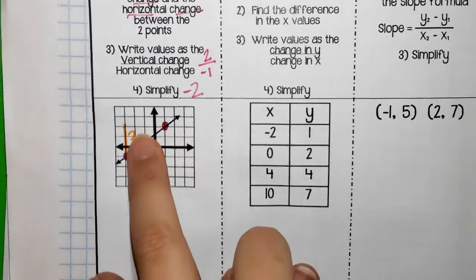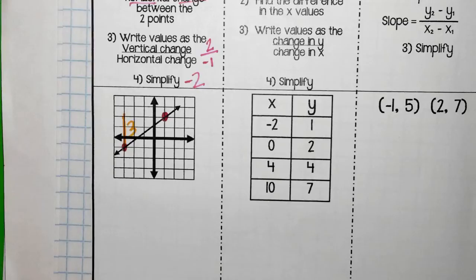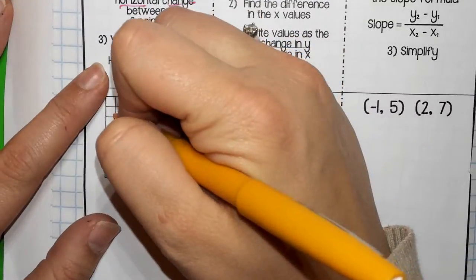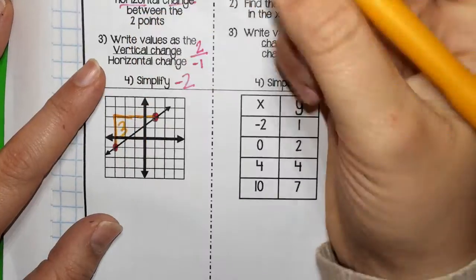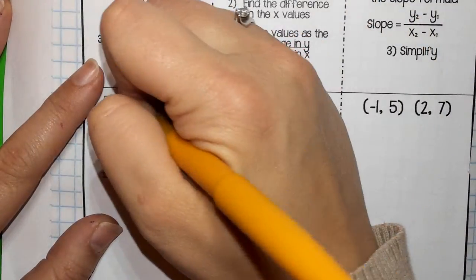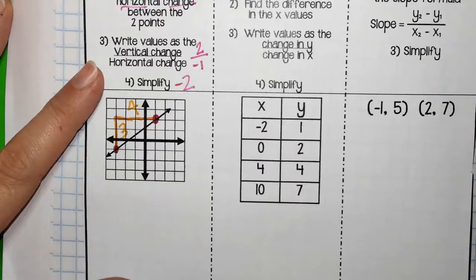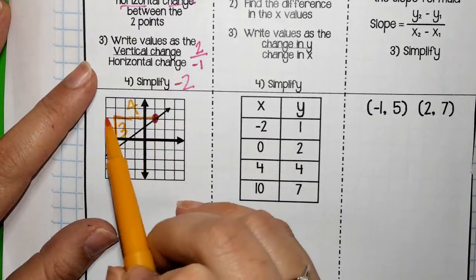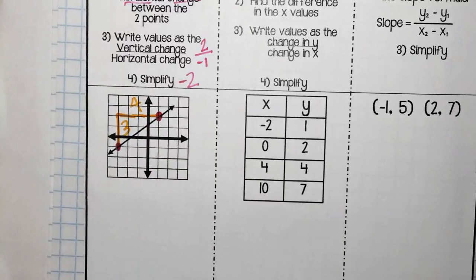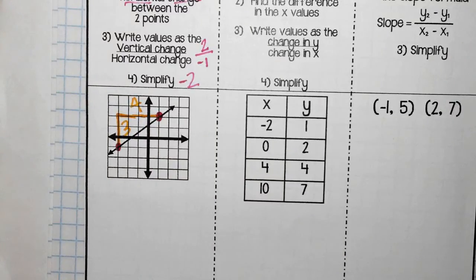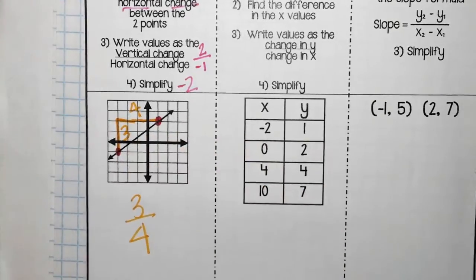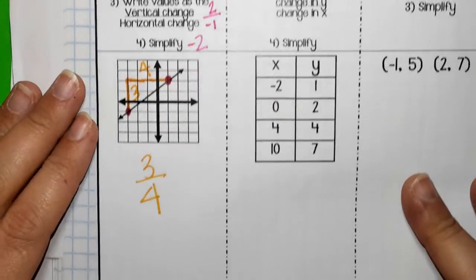All right, now, Kimberly told us the vertical change. Did you give yourself a point, Kimberly? Alexa, can you tell me the horizontal change? 4. And is it positive or negative? Positive. Okay, now, we did step 1. Step 2 was to write this. What's step 3? Is it 4 divided by 3, or is it 3 divided by 4? And leave it as a fraction.